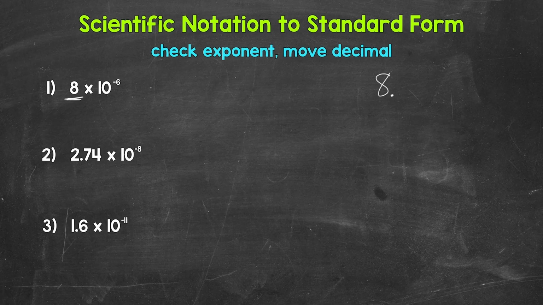Just remember, when we have a positive exponent, we know that we are working with a large number. When we have a negative exponent, we know that we are working with a small number. Well, we have a negative exponent here, so we are working with a small number. That means we move the decimal to the left.